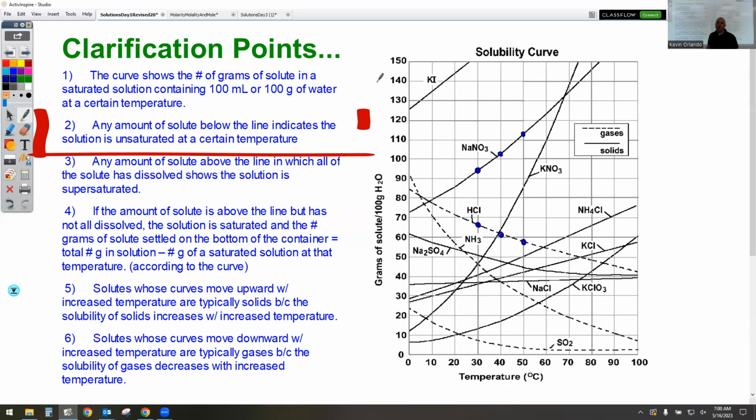Now, clarification point number 2, any point that you have that is below the line for that particular substance would be considered unsaturated. So let's go back to our example of sodium nitrate. In sodium nitrate at 30 degrees, we said that this had a value of about, let's say, 94 grams. One of the things that you're going to notice is for any of these, there's going to have to be a little bit of leeway on my part in terms of what I can and cannot accept as an answer. So if you picked 93 or 94 or 95 grams, all of those are close enough. There's no way to actually pinpoint it to the exact gram amount.